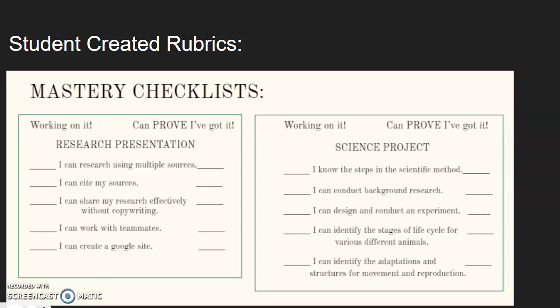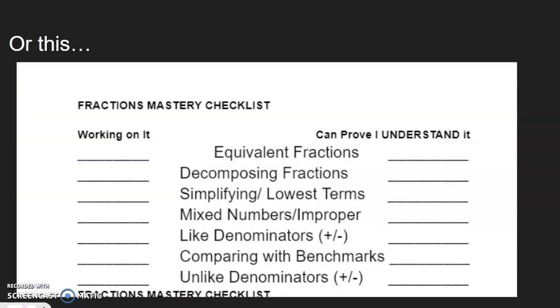I've linked those to standards that we're working on in the gradebook, but they're able to come up to me at any point they have these mastered and use evidence to show me that they've done it. The other way that we've done these types of student-created rubrics is I've given my students the standards. We've listed them out together. And again, they're marking if they're working on it or if they can prove that they understand it.